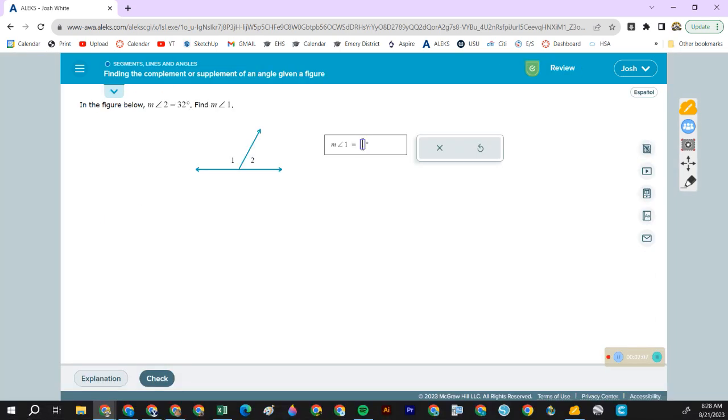So the measure of angle 2 is 32 degrees. Find the measure of angle 1. 1 and 2 form a straight line, so they add to be 180 degrees. We would take 180 and subtract 32, and we get 148.